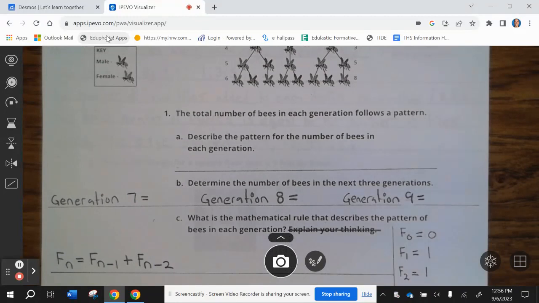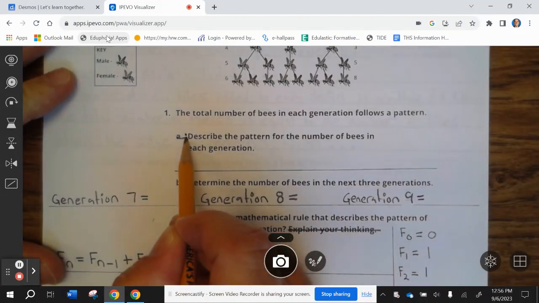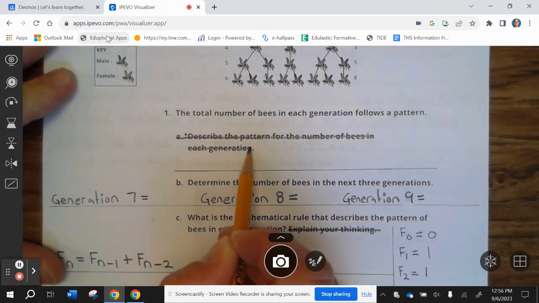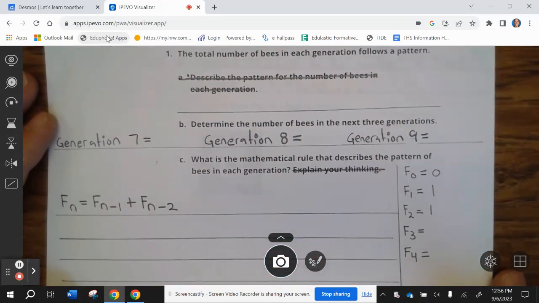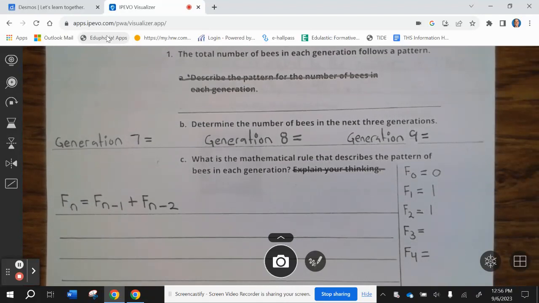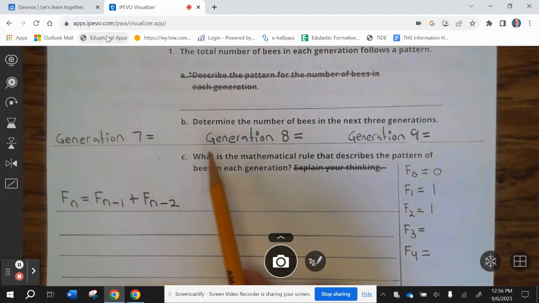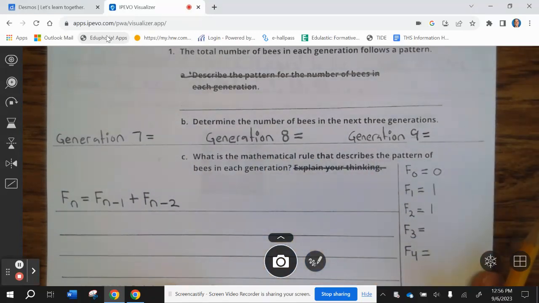Okay, the total number of bees in each generation follows a pattern. Describe the pattern for the number of bees in each generation. Let's actually ignore that. All right, determine the number of bees in the next generation. So let's look at generation 7, 8, and 9.